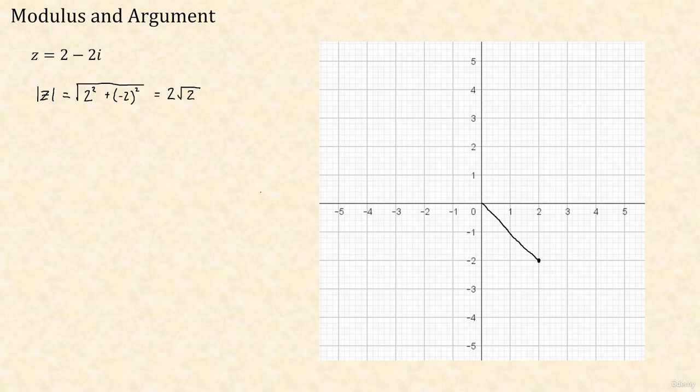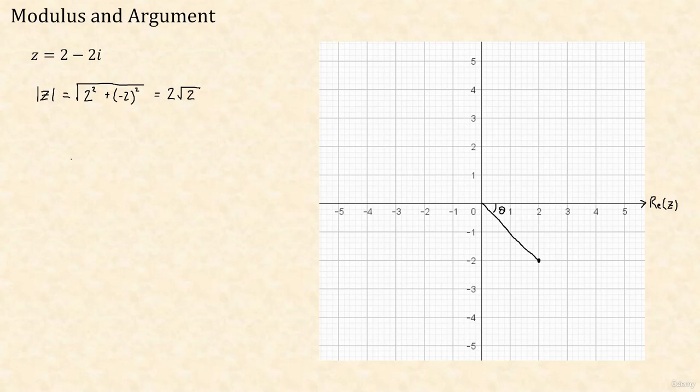And then the argument, well, it's this angle here, but it's going to count as negative because we measure it anti-clockwise from the real axis. So if we're measuring it clockwise, it's going to come out as negative.